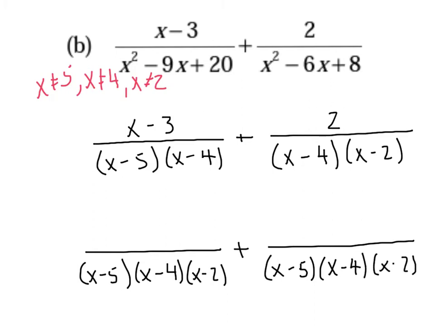All right, now we need to create that common denominator. What am I going to multiply the first fraction by? In other words, what's he missing? He's already got the x minus 5. He's already got the x minus 4. What's he missing? Aha, the x minus 2.